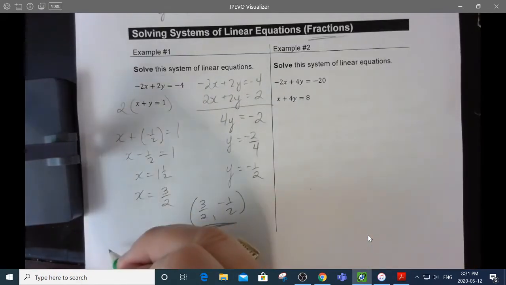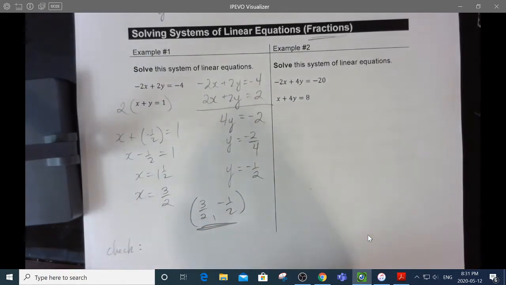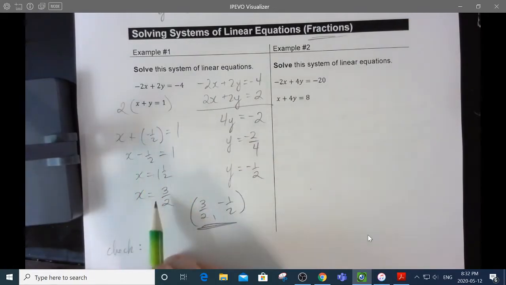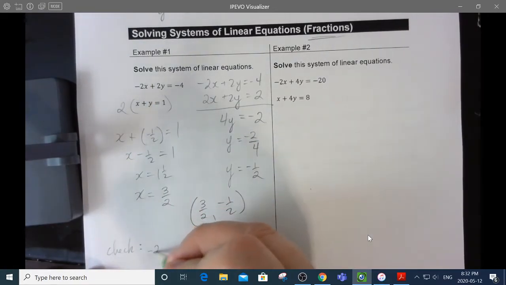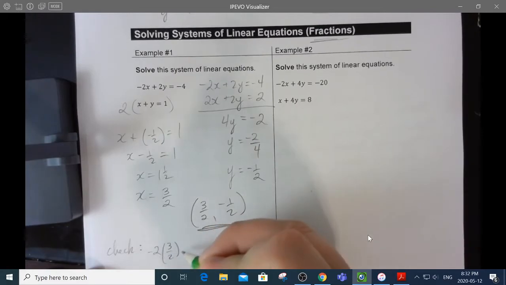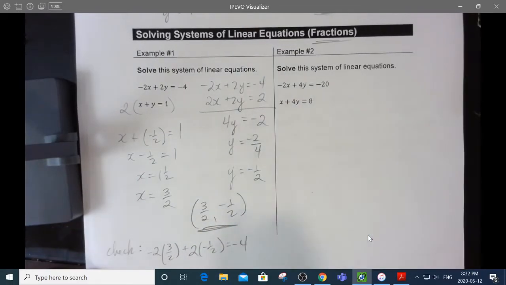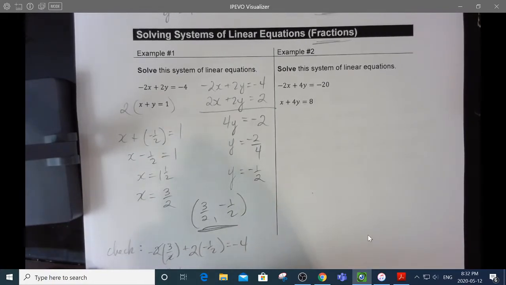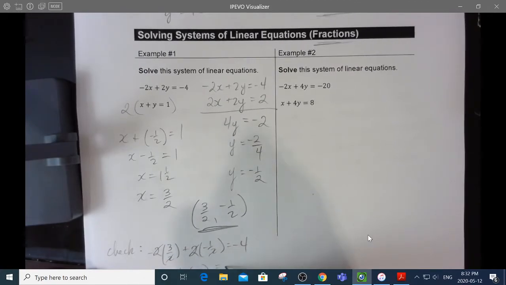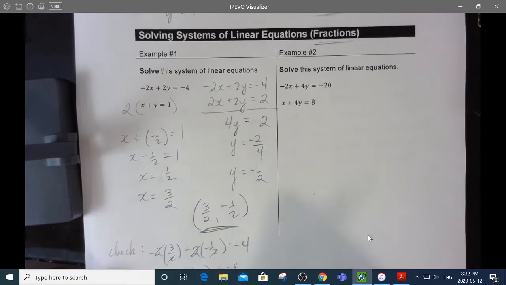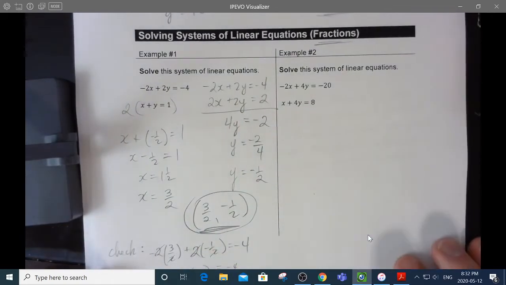And as always, I like to do a check to see if I did this right. So I used this equation to get that, so I'll use the first equation. So negative 2 times 3/2 plus 2 times negative 1/2 equals negative 4. When you multiply a denominator by a numerator and they're the same, they cancel. And that would be negative 1, and that is true. Negative 3 plus negative 1 is negative 4. I know we got the right answer.